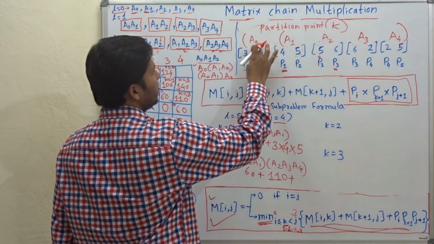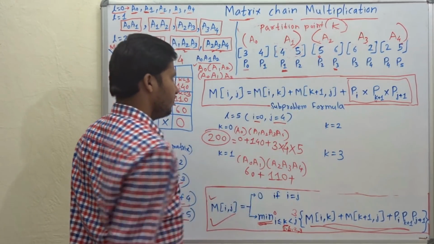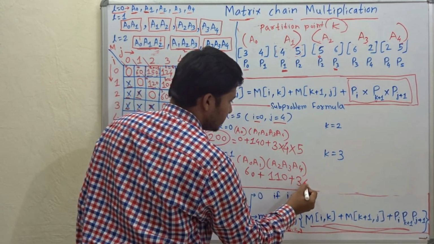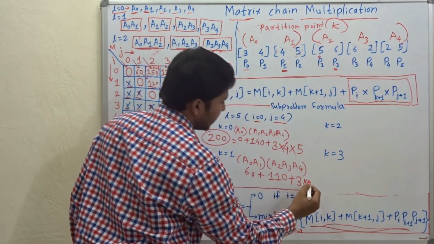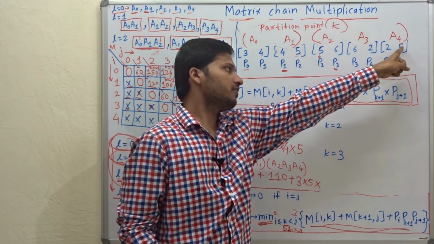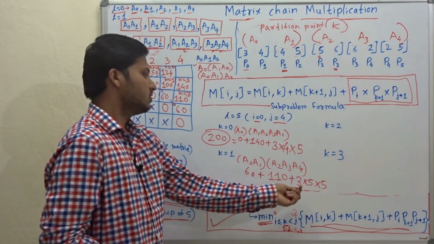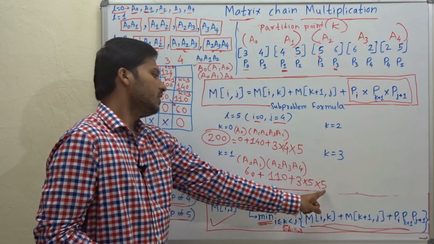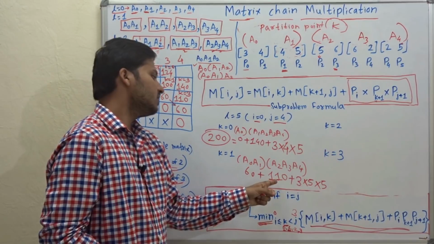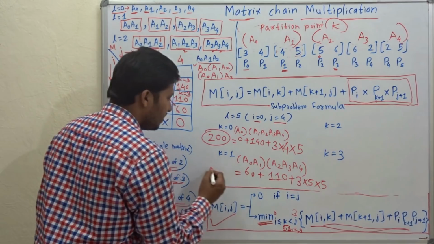So what are the sub problems? A0 to A1 is the first partition, and A2, A3, A4 is the second partition. So the first dimension of the first partition is 3, the first dimension of the second partition is 5, into the last dimension of the second partition, which is 5. So 3 into 5 is 15, into 5 is 75. 75 plus 110 is 185, 185 plus 60 is 245.